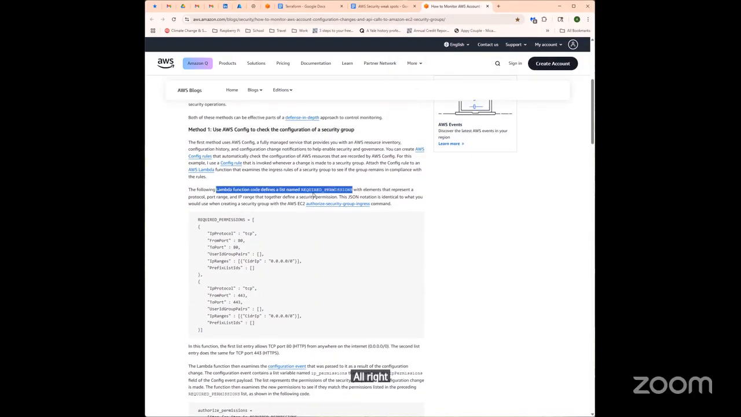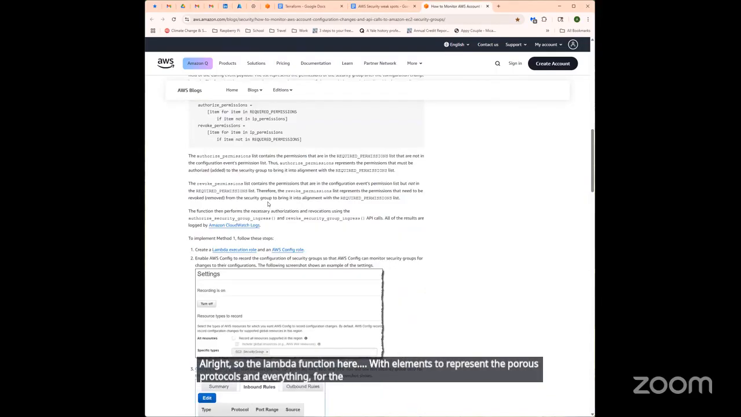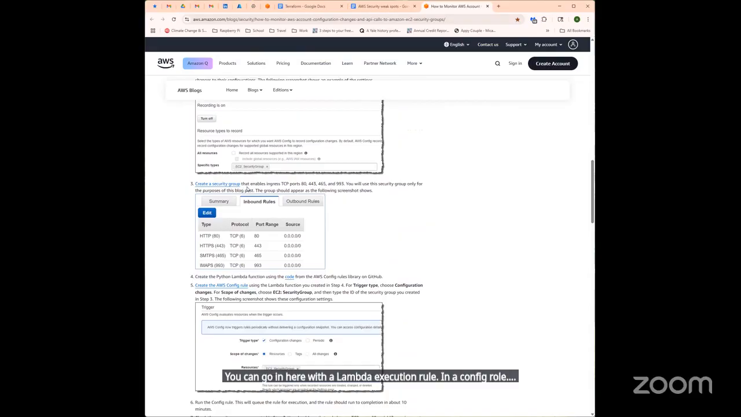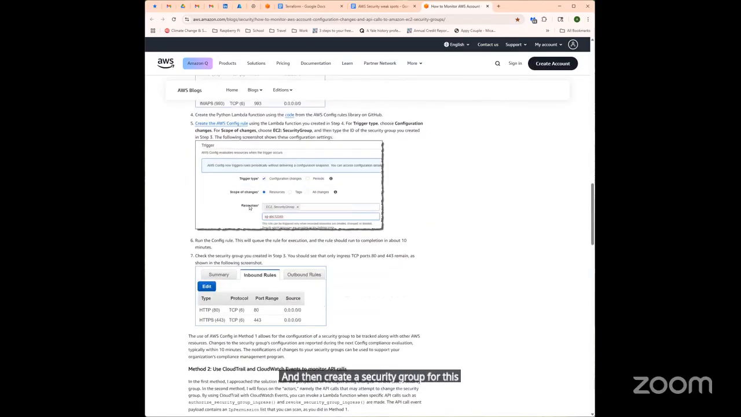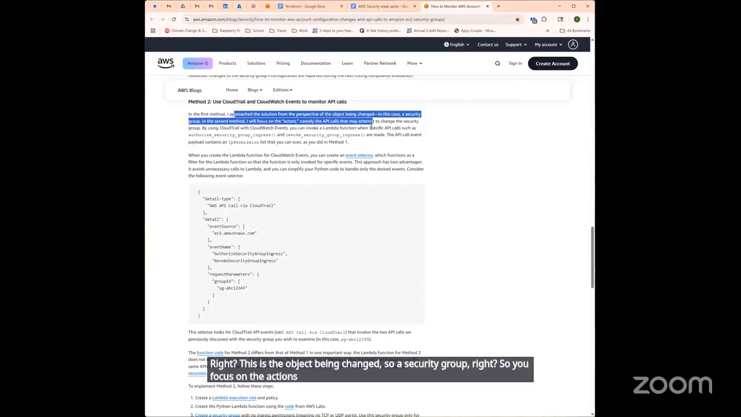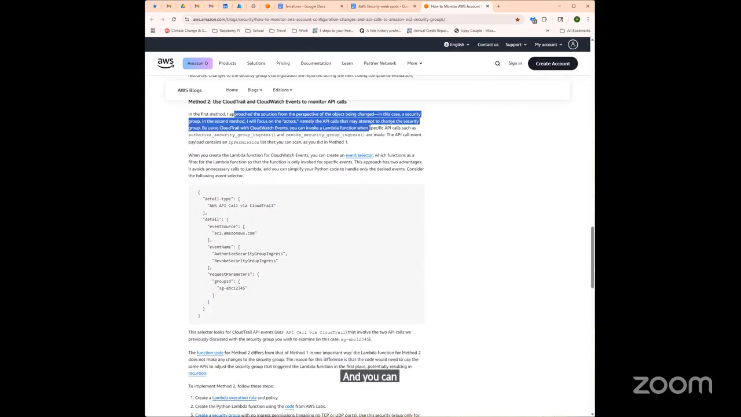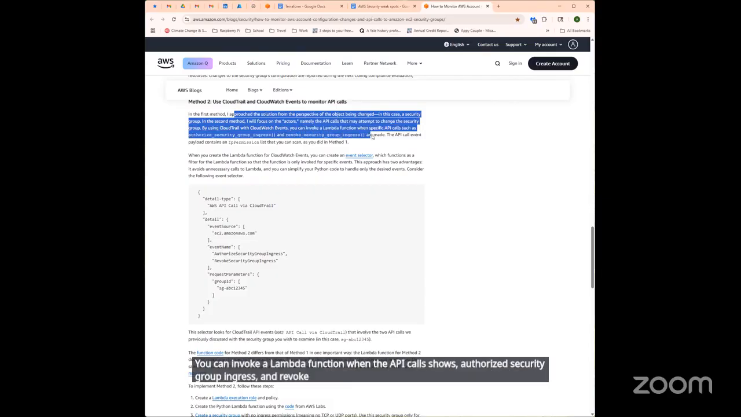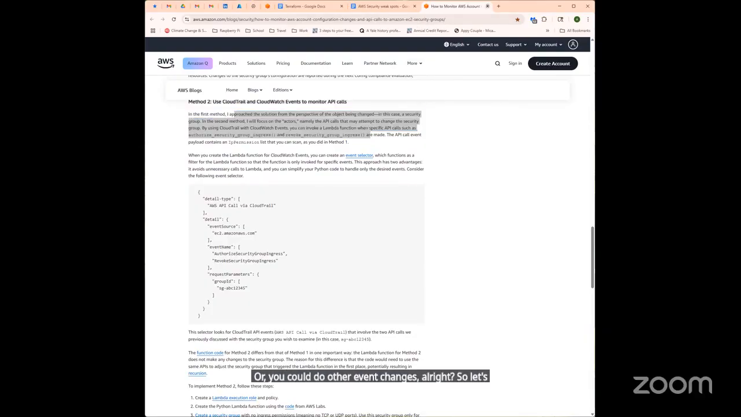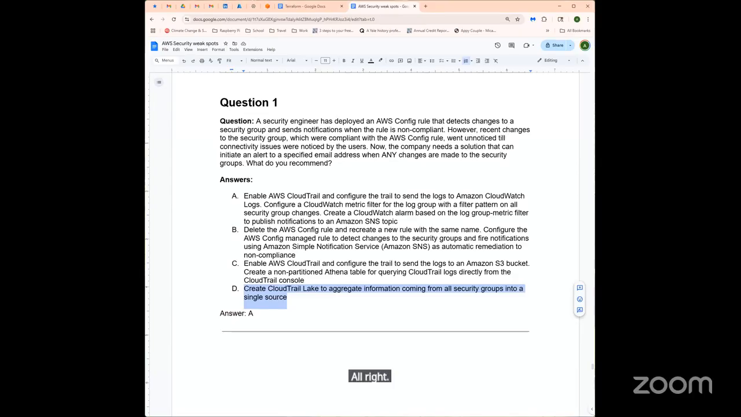All right, so the Lambda function here has elements to represent the ports, protocols, and everything for the permissions. You can go in here with a Lambda execution role and a Config role, and then create a security group for this. And then here's a more specific one, right? This is the object being changed, so a security group. So you focus on the actions, the API calls, and you can invoke a Lambda function when the API calls show AuthorizeSecurityGroupIngress and RevokeSecurityGroupIngress, or you could do other event changes. All right, so let's hope you understand. All right, next question.